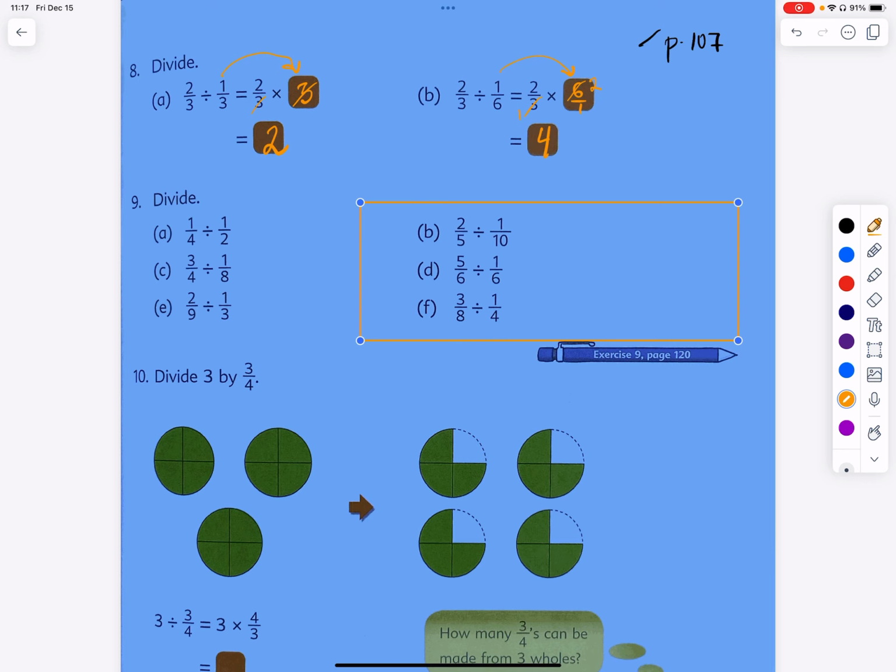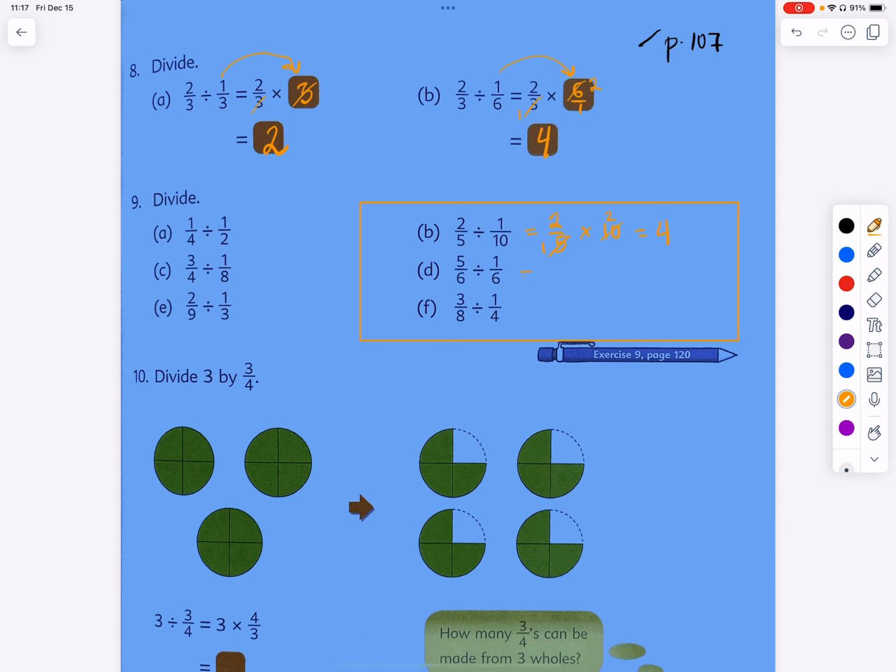Beautiful. Now, let's try this. 2/5 divided into pieces. How many times does 1/10 go into 2/5? Well, let's see. Let's rewrite it first as multiplication by 10. And we know that 10 and 5 will simplify to 2, and it will go 4 times. There are 4 tenths in 2/5.